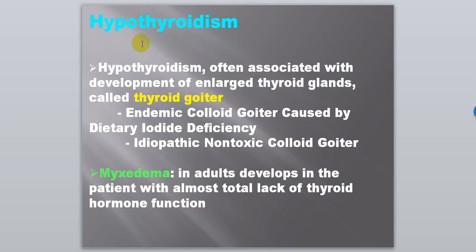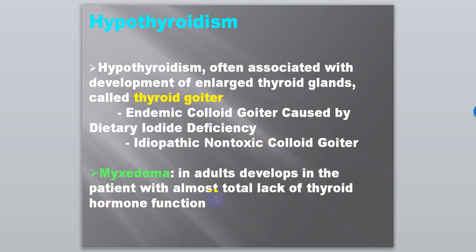The other disease of the thyroid gland, hypothyroidism. Hyperthyroidism means secretion of T3 and T4 more than normal from the thyroid gland. But in hypothyroidism, there is a deficiency in secretion or production of T3 and T4. Hypothyroidism is often associated with the development of a large thyroid gland called thyroid goiter. Endemic colloid goiter is caused by dietary iodide deficiency. Idiopathic nontoxic colloid goiter. Two types of thyroid goiter. Hypothyroidism occurs when there is a decrease of T3 and T4, which may be due to a decrease of iodide, or there is a nervous disease.